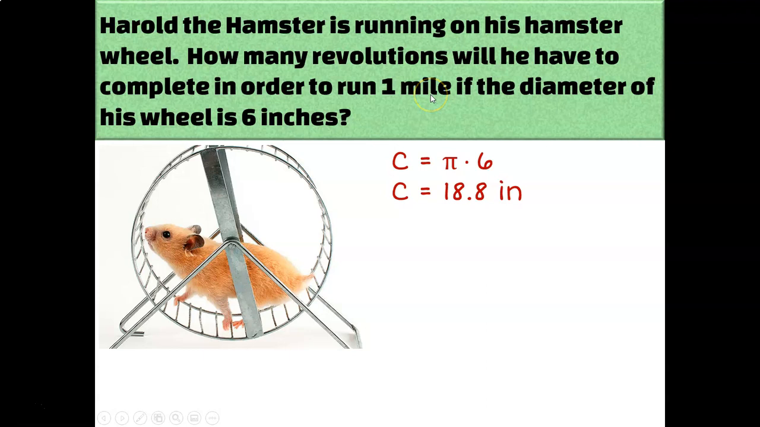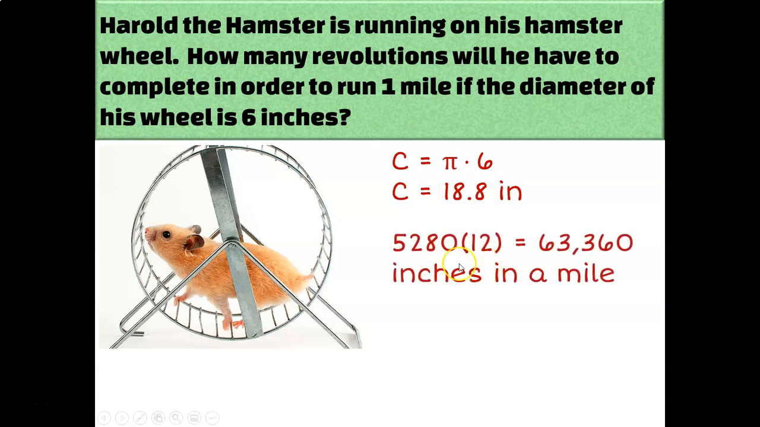But we want to know how many revolutions he needs to go in order to complete 1 mile. So I need to know what a mile is in inches. There are 5,280 feet in a mile, and there are 12 inches in a foot. So if I multiply the number of feet in a mile by the number of inches in a foot, I get the number of inches in a mile, which is 63,360 inches.